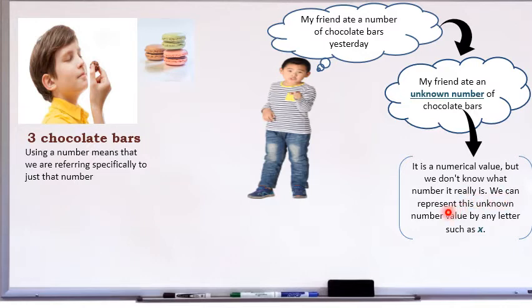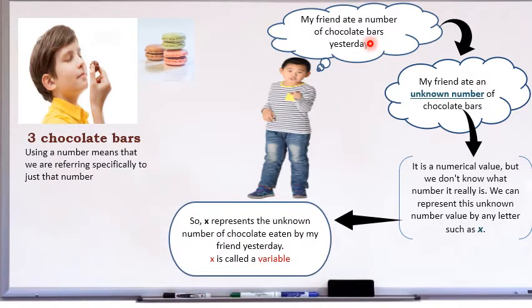So, in this case, we can represent this unknown value by any letter, such as X, A, M, whatever. Any letter can represent the number of chocolate bars that I don't know exactly. So, X represents the unknown number of chocolate bars eaten by my friend yesterday. X is called a variable. The variable represents an unknown.